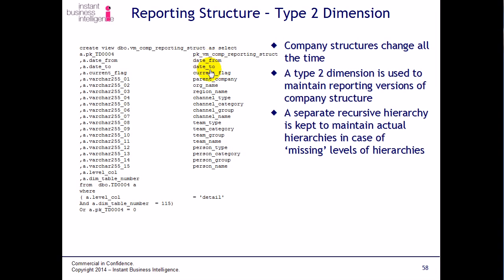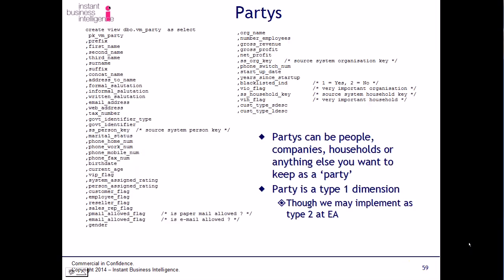So this gives us our type 2 dimension. Then parent company, organization name, region name, channel type, category, group name, team, category, group name, person, category, group name, and we've even seen these created down to auto teller level. So if a bank has got 2 auto tellers out the front of it, then the person who's responsible for the auto tellers will have 2 rows for the auto tellers. So even down to the level of treating the auto teller as something that's necessary in the company reporting structure. So that's there.